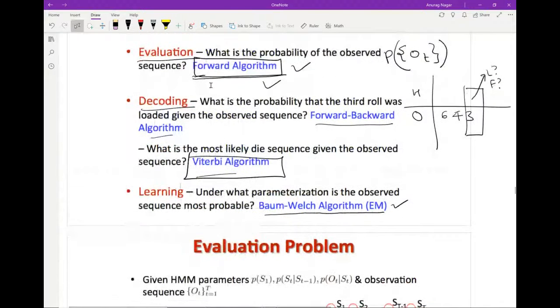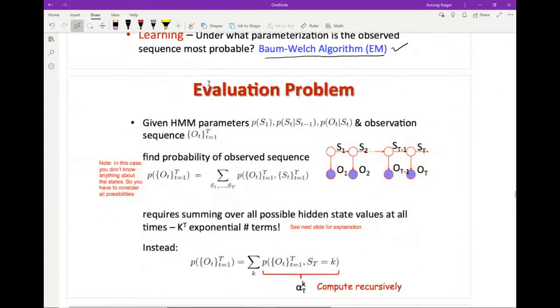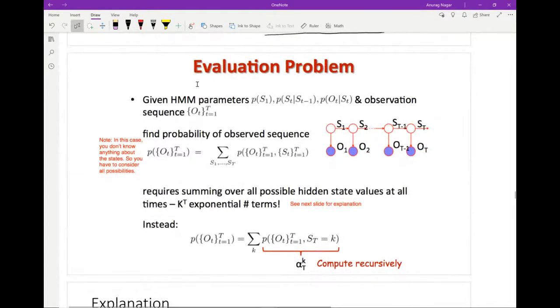So, evaluation and decoding problem. How do you solve the evaluation problem? Well, the evaluation problem is figuring out the probability of observables. I just tell you, here is the observable, find the probability of this. So what do you do? Well, you break it down into this.